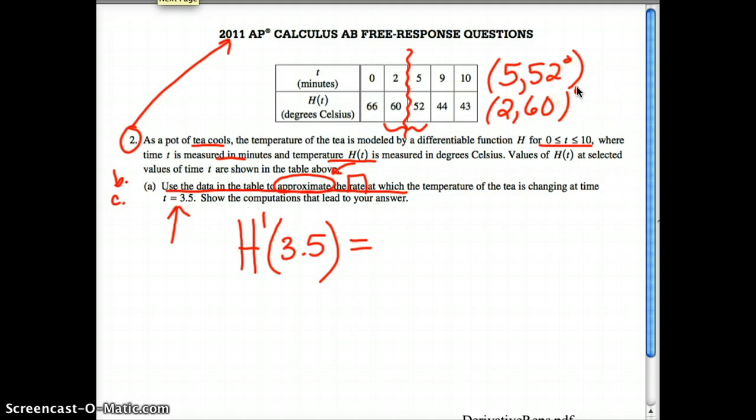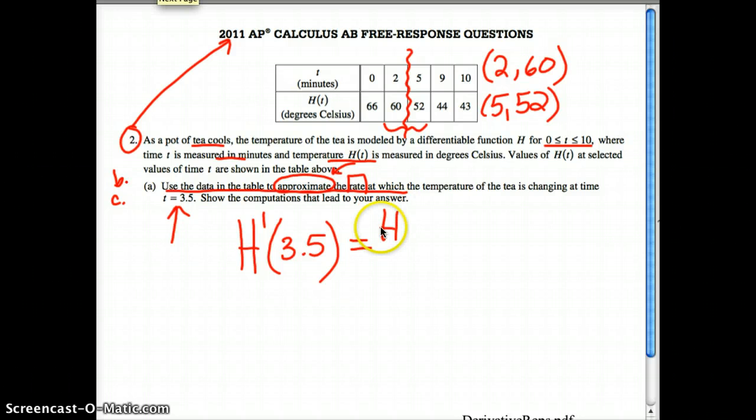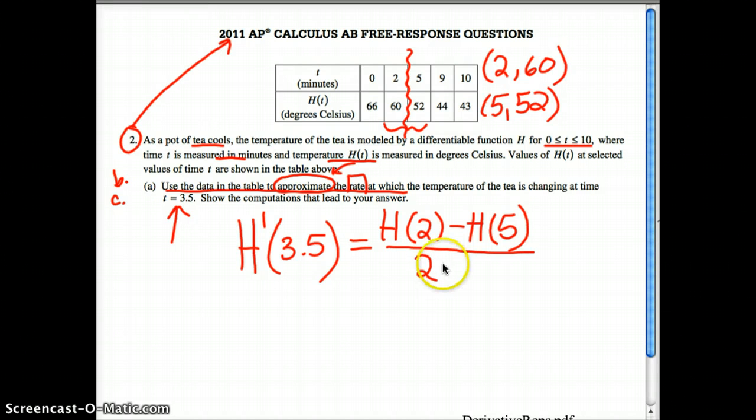And again, when you do your change in y over change in x, you might even want to write them in order chronologically here if we wanted to be really picky. Which is really your h of 2 minus your h of 5, if you were going to show your work properly. What's the change in degrees right here, and what's the change in time? All right, and you could do it either way.